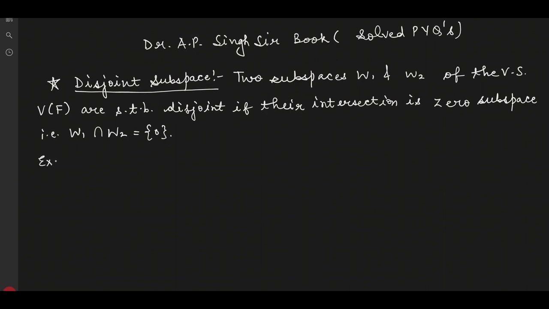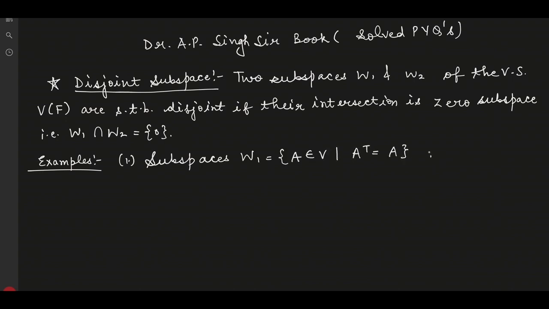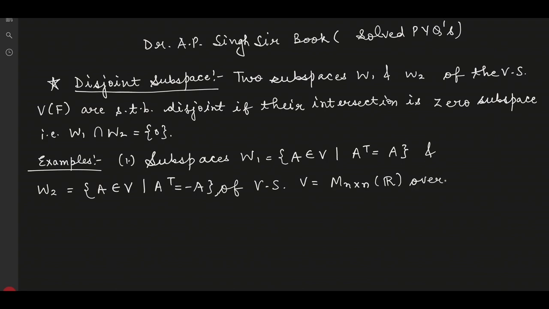Examples: subspaces W1 is equal to A belongs to vector space V such that A transpose is equal to A, and W2 is equal to A belongs to vector space V such that A transpose is equal to minus A. These are subspaces of vector space V is equal to M n cross n R over R. Now tell me whether they are disjoint subspaces or not.